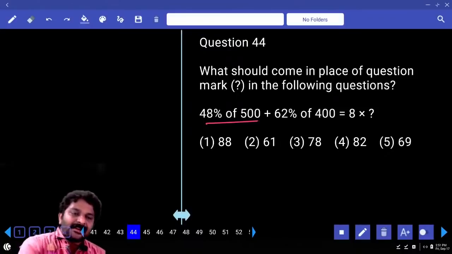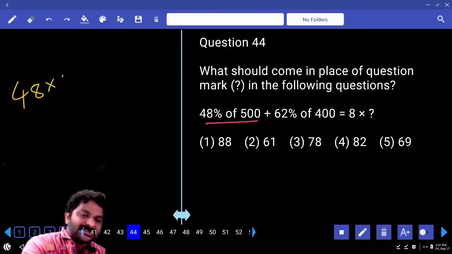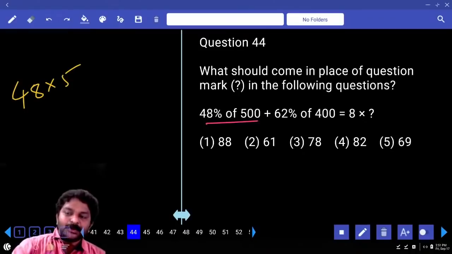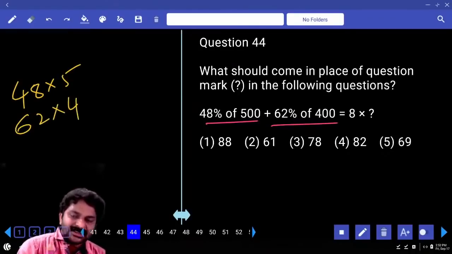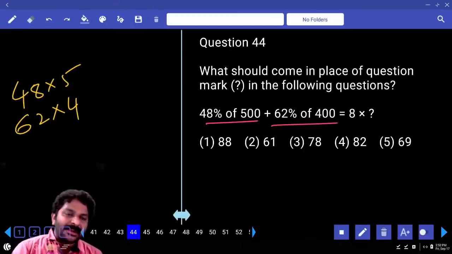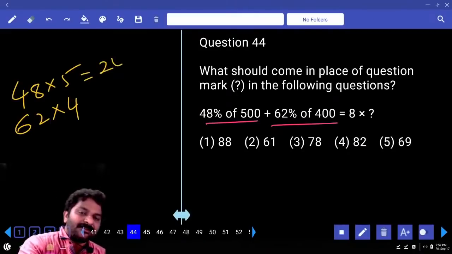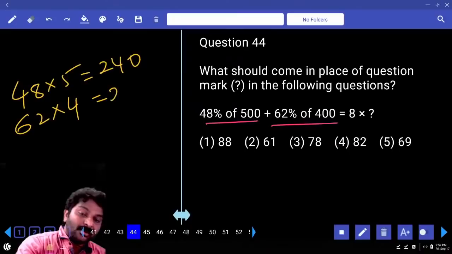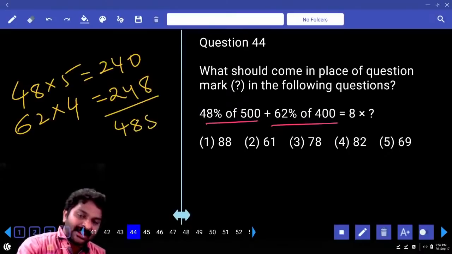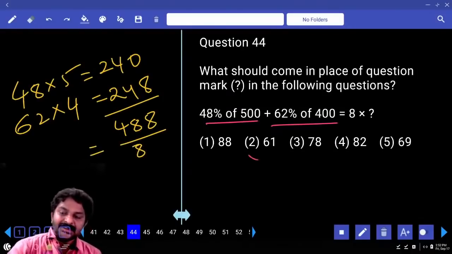48% of 500, that is 48 into 1% value 5. 62% of 400, which is 62 into 1% 4, is equal to 8 into x. This is 240 and this is 62 double 124. 124 double 248. Then sum is equal to 488. This is 8x. Then x is equal to divided by 8. 61, second option.